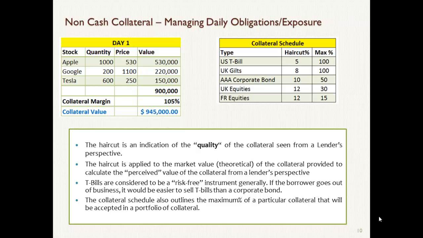The haircut also gives you an indication of how liquid that instrument is. Treasury bills, UK gilts, and other sovereign bonds are usually considered to be risk-free instruments, so they carry a very low haircut. In addition to the haircut, there is also a maximum allowed percentage. This indicates the maximum percentage of a particular type of collateral that a lender is willing to accept. So in this particular example, even though UK and French equities carry the same haircut, the lender is not willing to take more than 15% of French equities.